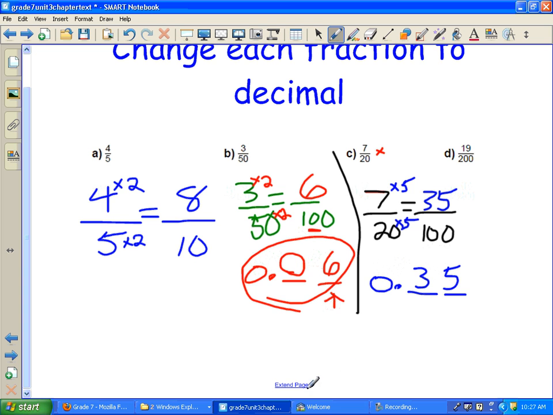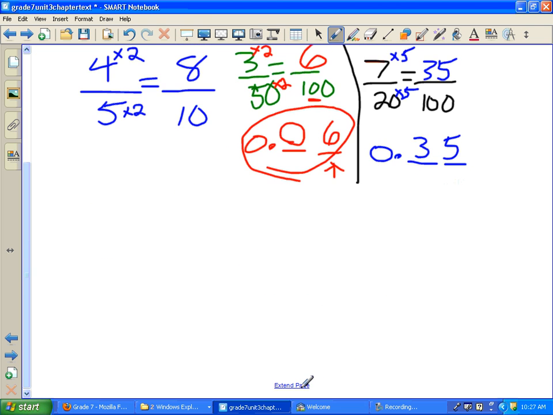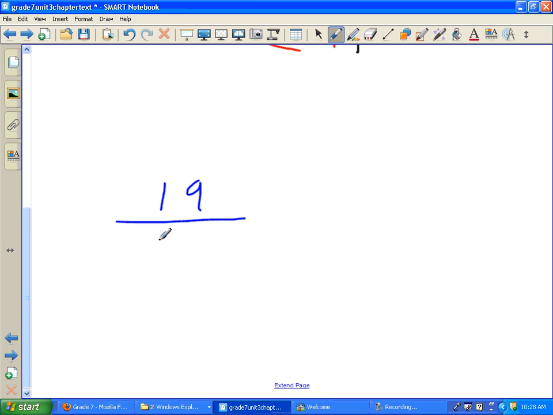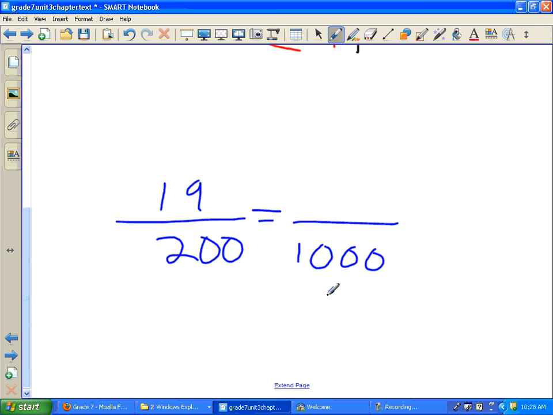The last one, 19 out of 200, I'm going to do down here. Now, sometimes you can half 200, like divide it by 2, and you'll get 100. But half of 19 is not going to work out nice. So I can make it into 1,000. So what do we have to times 200 by to make 1,000? Let's count by 200s. 200, 400, 600, 800, 1,000. So we got to times it by 5, which we must do to the top.